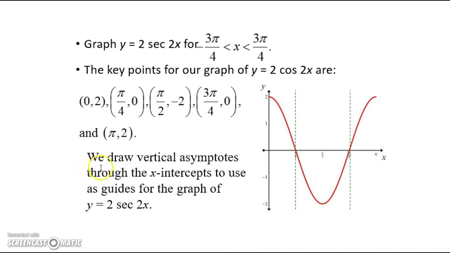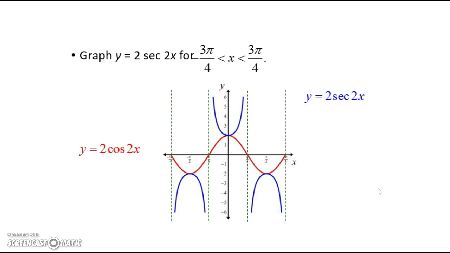So now at every 0 that this function has, we're going to draw a vertical asymptote. There's a vertical asymptote at pi over 4. There's a vertical asymptote at 3 pi over 4. And that is going to allow us to graph the secant function so that it follows those vertical asymptotes. And we can see that this function continues to go in that direction, but it follows the asymptotes. It continues to go in this direction, following the asymptotes.